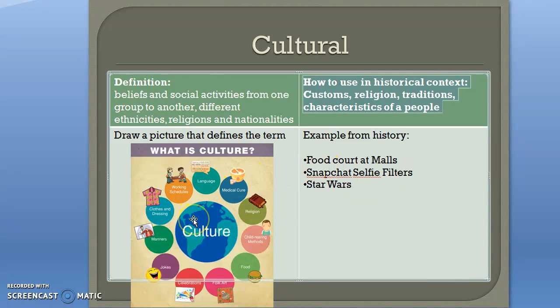So culture includes working schedules, language, medical cures, religions, child rearing methods, food, folk art, celebrations like birthday parties, jokes, and humor, which sometimes can be translated and sometimes goes right over people's heads. Always use an emoji when you're texting. Manners, clothing and dress. An example we see currently would be your food court at the mall, Snapchat selfie filters, Star Wars, things that can translate throughout.